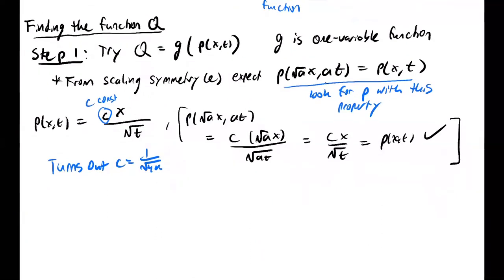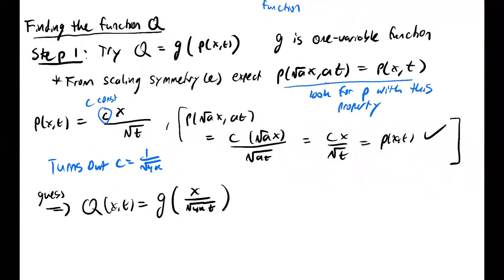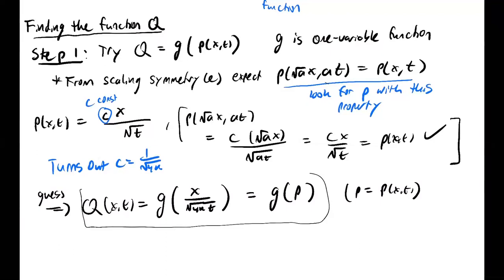And so this leads us to the following guess. We're going to guess q of x, t is some function g evaluated at x over square root of 4k t. For this lecture, I'm going to write this as g of p to simplify notation slightly. But remember that p is always some function of x and t. The reason I'm writing g of p is to remind you that g is really a function of one variable input. We're just replacing p by something that depends on two variables.